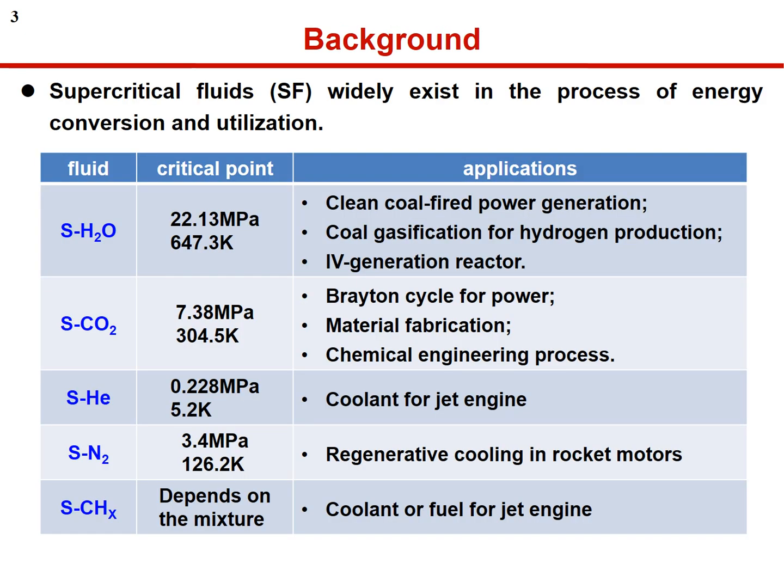As we know, the turbulent heat transfer of supercritical fluid widely exists in the process of energy conversion and utilization. The table lists several common supercritical working fluids in industry, such as supercritical water used in clean coal-fired power generation, coal gasification for hydrogen production, and the 5th generation reactor. Supercritical CO2 is used as working fluid in the Brayton cycle for power due to its high density, low viscosity, and lower critical temperature. It also has wide applications in material fabrication, chemical engineering processes, et al. Supercritical helium, nitrogen, and hydrocarbons are used as coolant for superconducting magnets, regenerative cooling in rocket motors, and fuel for jet engines, respectively.